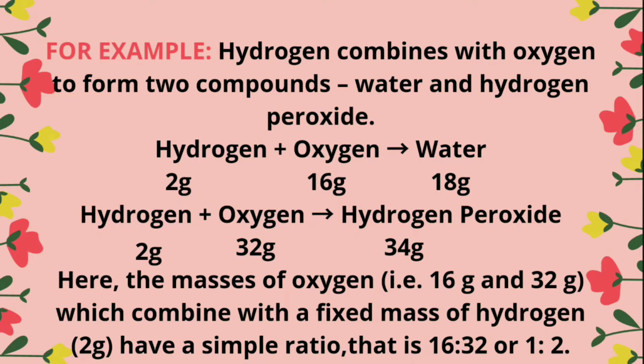For example, hydrogen combines with oxygen to form two compounds, water and hydrogen peroxide. Hydrogen 2 gram plus oxygen 16 gram gives water 18 gram. Hydrogen 2 gram plus oxygen 32 gram gives hydrogen peroxide 34 gram. Here, the masses of oxygen, that means 16 gram and 32 gram, which combine with a fixed mass of hydrogen, have a simple ratio, that is 16:32 or 1:2.